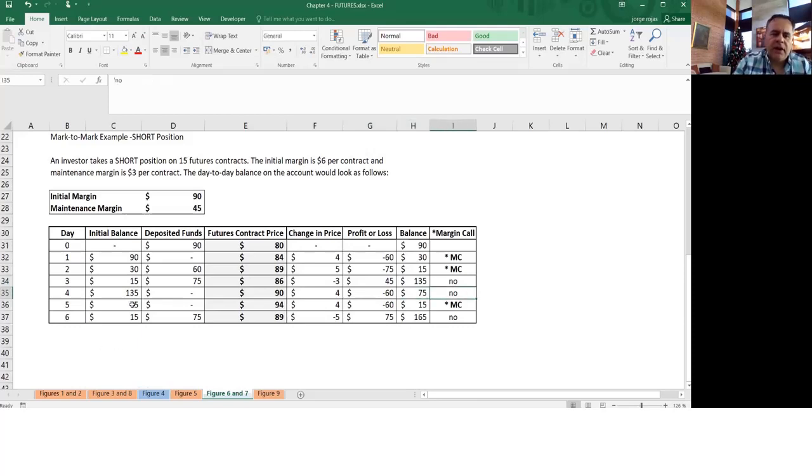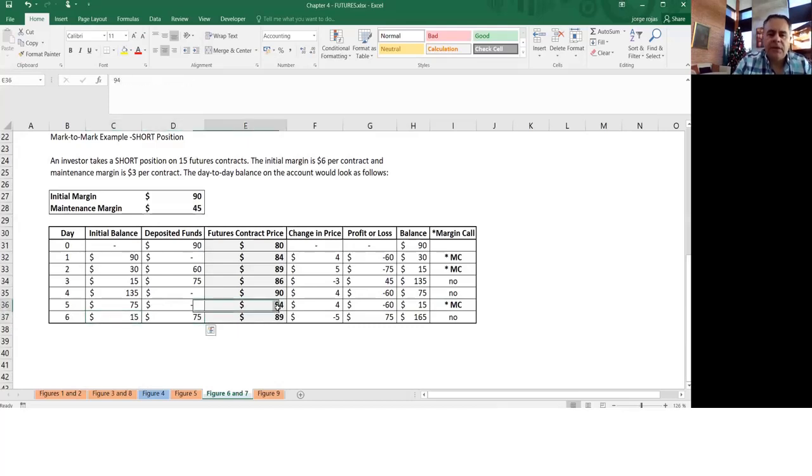On day 5, you start with 75. There are no margin calls. The price increased again $4, so you lose 60 again. In this case, your balance goes down to 15, in which case you do get a margin call because 15 is below 45. So next day you start with 15. You have to deposit 75 to bring the balance back to 90 again.